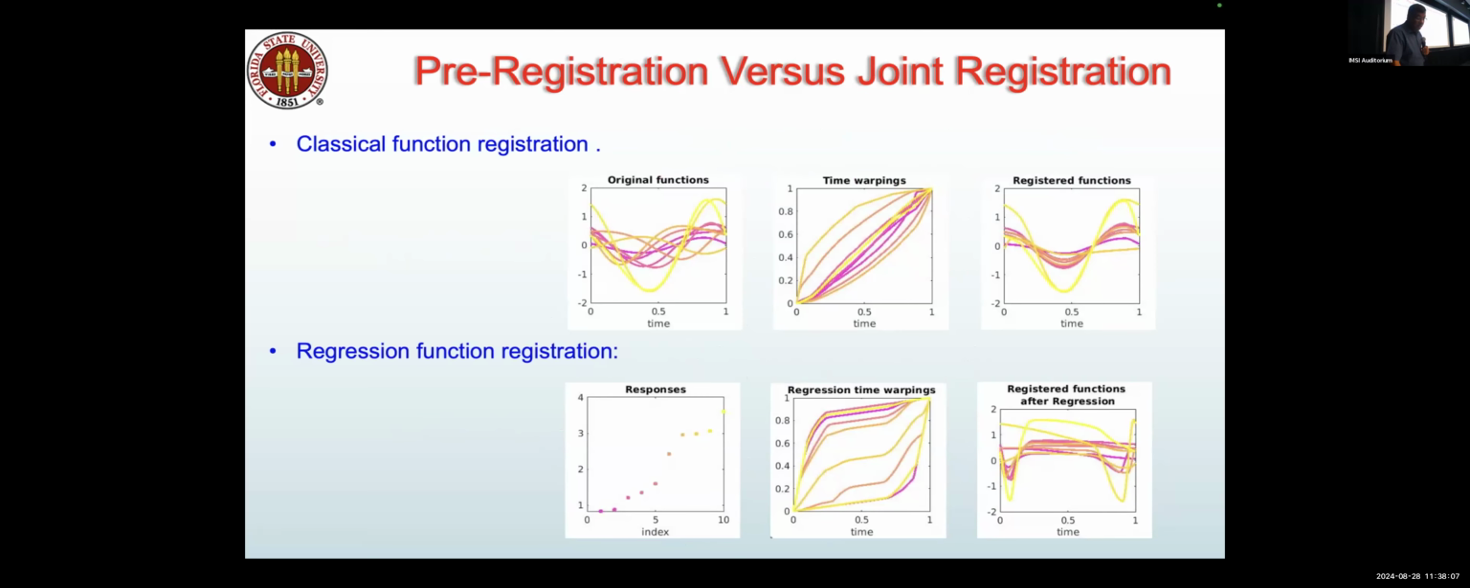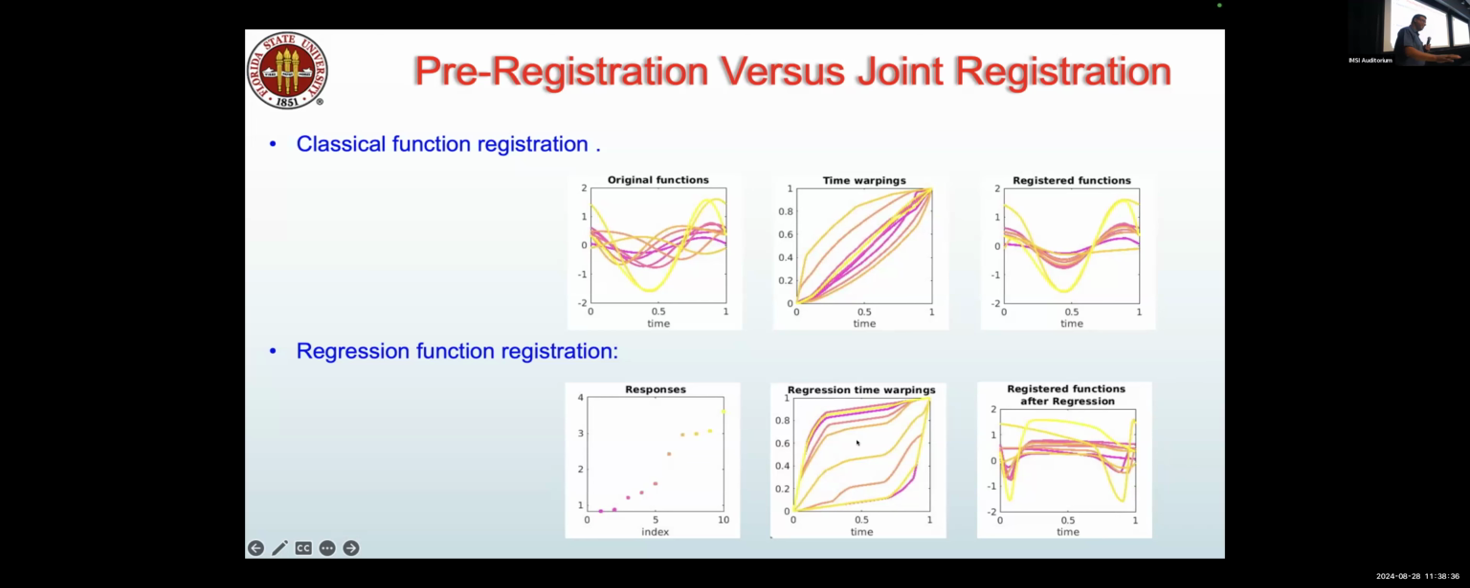response. Here is another example. You have a number of scalar functions, and we simply want to align them, register them by themselves. We have done this for 10, 15 years now. We have this time warping, and it aligns these functions. But now, if you want to use these functions to predict some responses, then the alignment of these functions to best predict these responses turns out to be a different alignment than pre-registration.